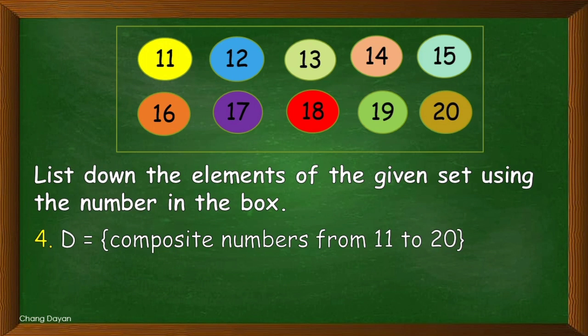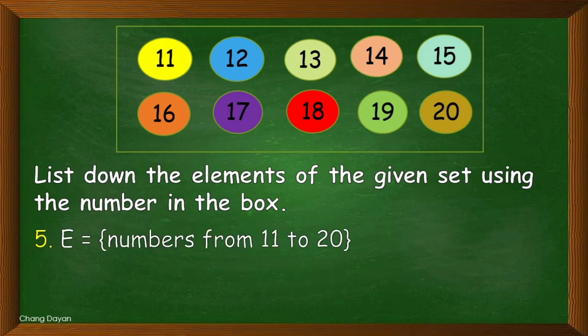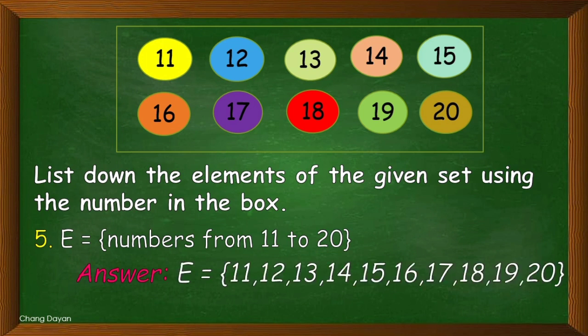Number 4. Composite numbers from 11 to 20. Correct. So ito ay 12, 14, 15, 16, 18, 20. And the last one, numbers from 11 to 20. Ito ay 11, 12, 13, 14, 15, 16, 17, 18, 19, 20.